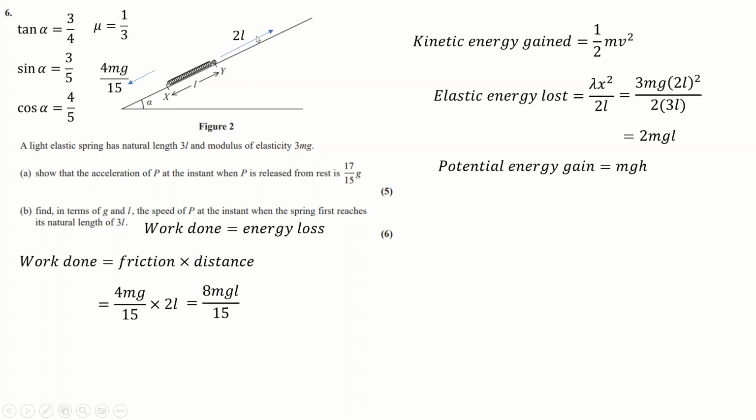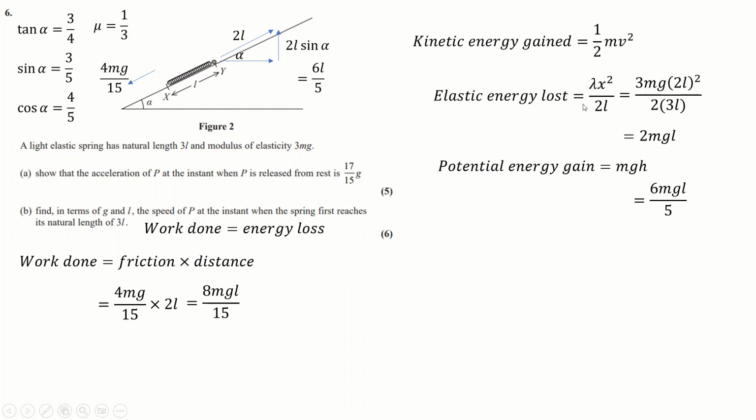Now, h is not 2L, just because it's gone up 2L here to get to its natural length. h is the vertical height gained. So we do a little triangle here. This is, of course, alpha by corresponding, and so this is 2L sine alpha. And then sine alpha is just 3/5, so that's going to be 6L over 5. So that's going to be 6 mgl over 5.